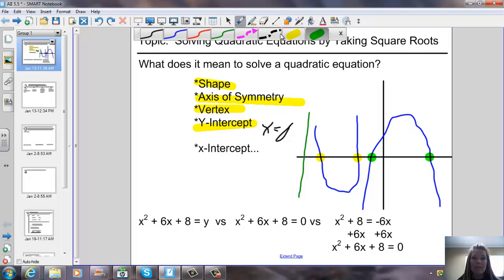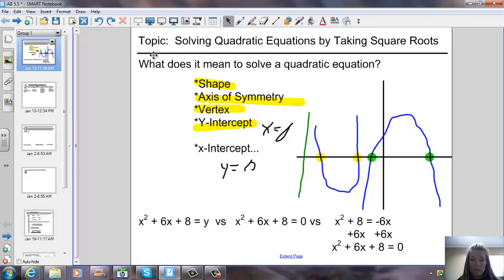So using that same concept that we used when we worked with linear equations, in order to solve for an x-intercept, we are going to look at when y equals 0, what x value do I get?